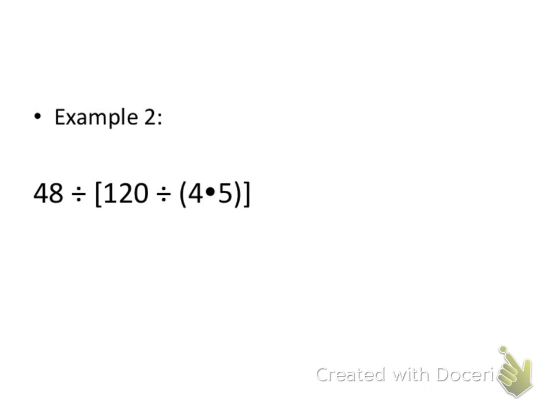Let's try another example. In example 2, you'll see some brackets and parentheses. Since parentheses are the first thing that we're going to solve, we look to the innermost parentheses first, which are the 4 times 5. So we go ahead and rewrite the whole problem. I can change this bracket now to a parenthesis because I'm going to multiply my 4 times my 5.